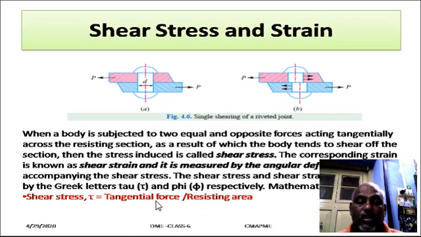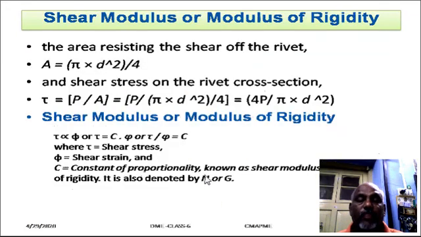Shear stress is equal to tangential force divided by resisting area. The cross-sectional area of the shearing section is equal to pi d square divided by 4. If it is a pin or rivet, the cross-sectional area of the shearing is equal to pi d square divided by 4. Therefore shear stress is equal to load divided by area, that is P divided by pi d square divided by 4.